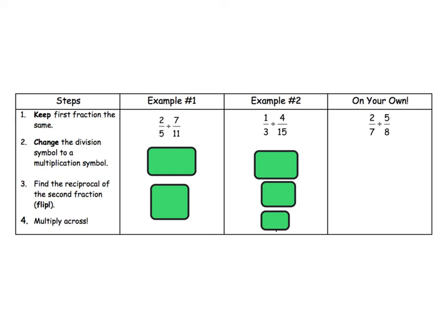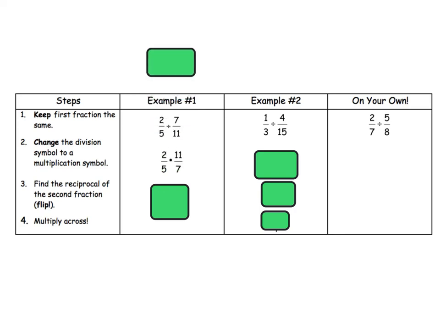So the keep stage, we're going to keep the first fraction the same. The change stage, which is step number 2, we're going to change the division symbol to a multiplication symbol. And finally, we're going to find the reciprocal of the second fraction, which means we're going to flip it, and then we multiply across. So we just turned a division problem into a multiplication problem.